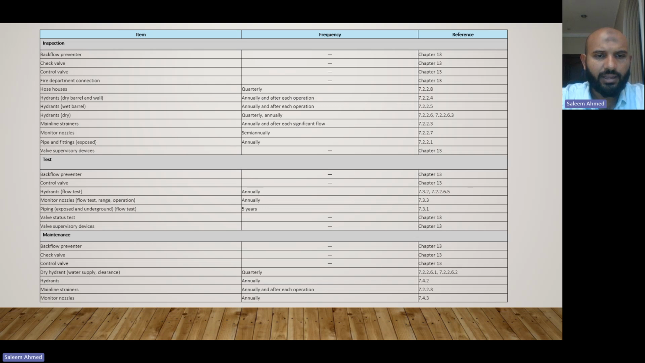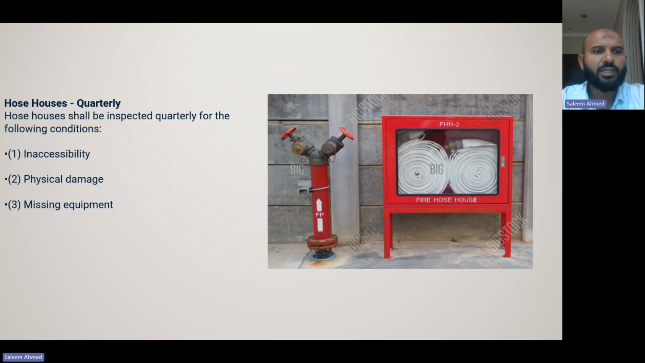Maintenance: dry hydrant quarterly, and hydrant annually. Mainline strainer annually and after each operation. Monitor nozzle, it will be annually. So basically, hose houses quarterly. What we are going to check: inaccessibility during quarterly inspection, we will check inaccessibility, physical damage, and missing equipment.